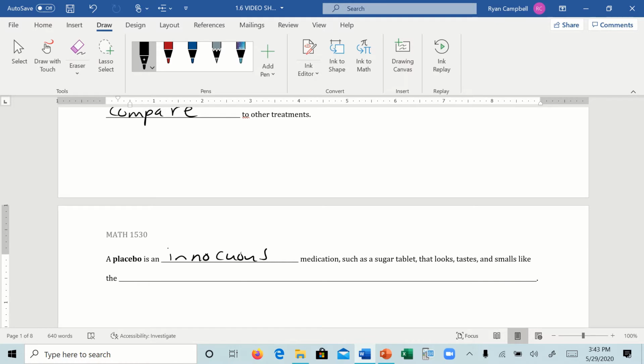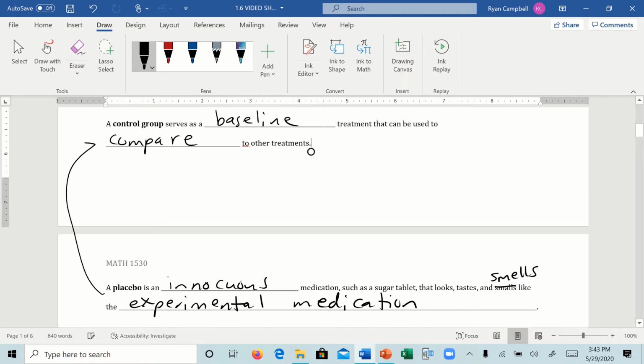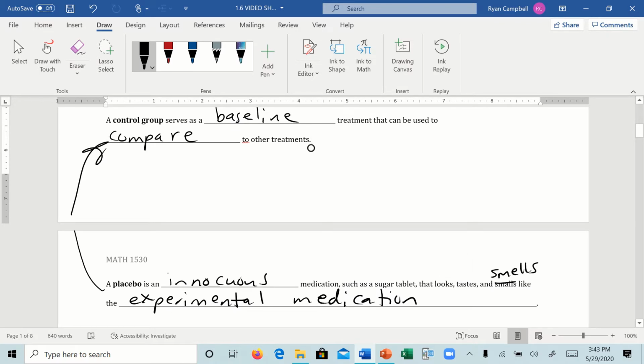A placebo is an innocuous medication, such as a sugar tablet, that looks, tastes, and smells like the experimental medicine or medication. A lot of the time, the control group is going to be given a placebo. Placebos don't do anything, but sometimes a psychological component can be involved when it comes to feeling better. So that's why we give people placebos.